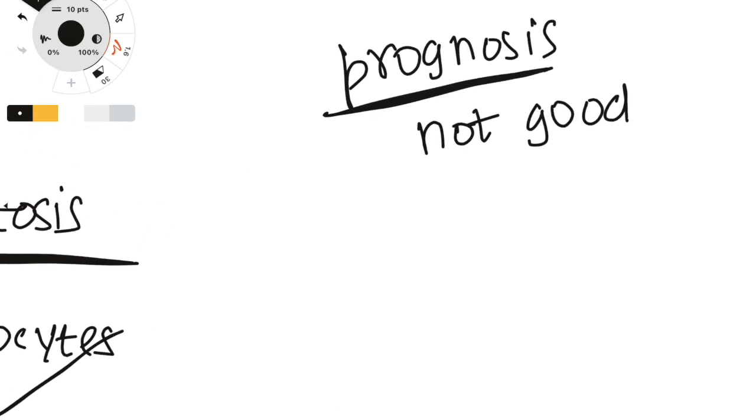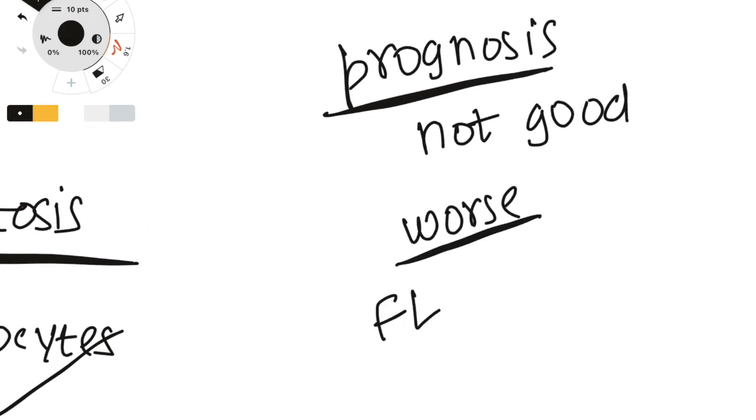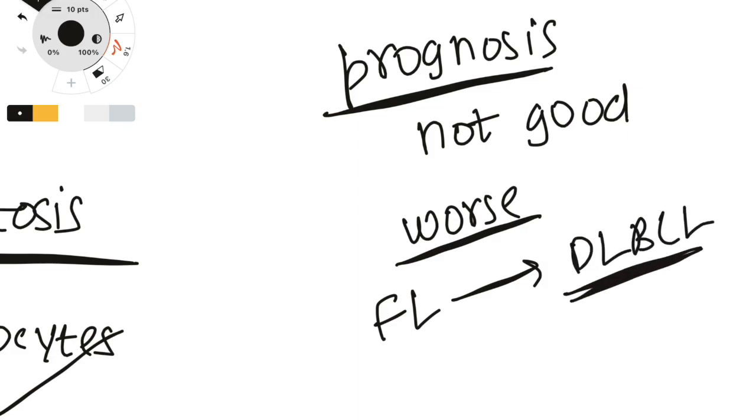It becomes even worse when the follicular lymphoma turns to DLBCL, or diffuse large B cell lymphoma, about which I'll be talking in the next videos. So yes, the prognosis becomes very bad here, and I am ending this session on follicular lymphoma.